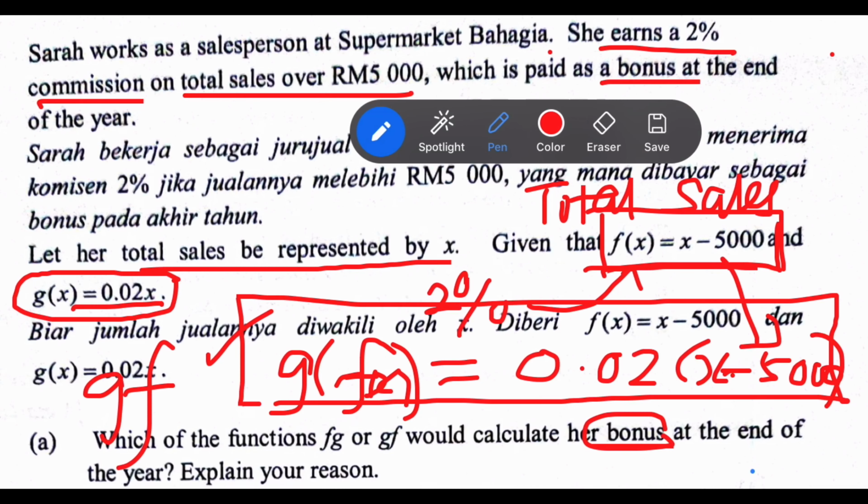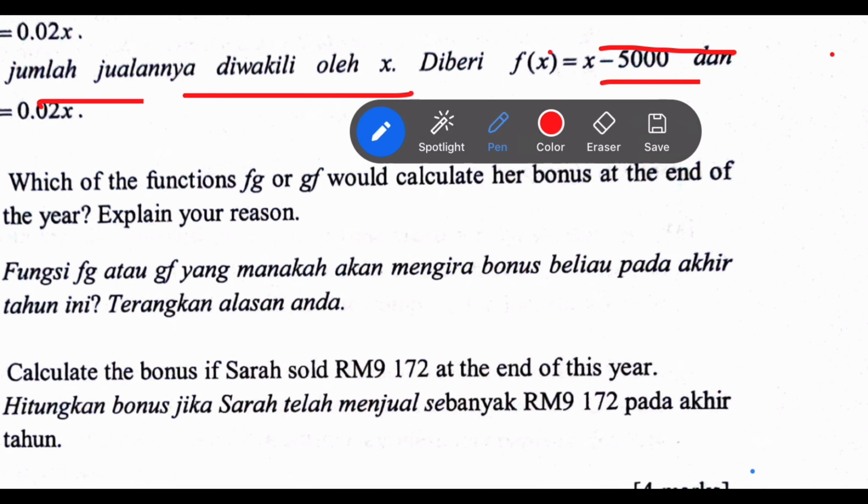After you substitute, you notice that if you substitute f into g, then it's logical. But if you substitute g into f, it is not logical, right? You will get something which is not right. So that is how you test the logical sense of the function. Understand? You can try to work out your fg(x). Your fg(x) is you substitute 0.02x into the x, which is not logical, right? If you substitute f into g, logically it is correct because it's 2% of the total sales. So you substitute f into g, so it becomes gf. Okay, understand?